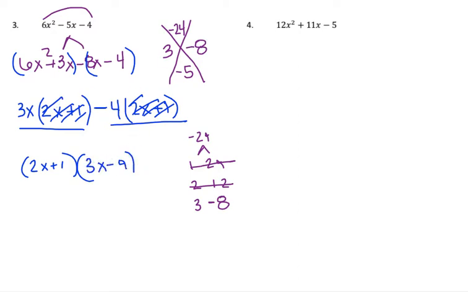Oop, that kind of looks wonky. The 3x from the first term here and the minus 4 from our second term here. And that should check out.